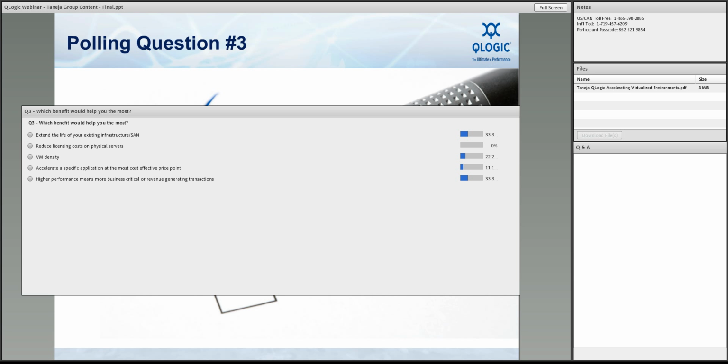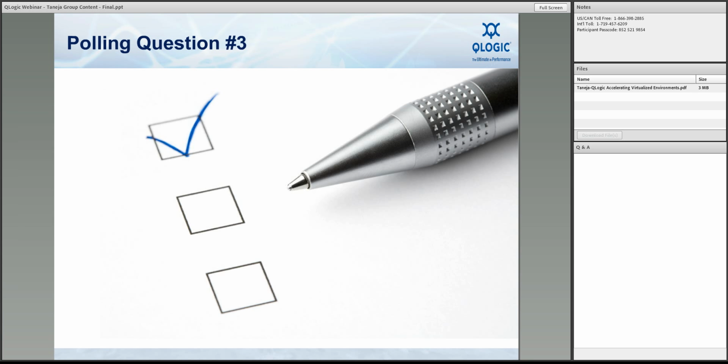Looks like we're pretty split. Okay, I'll go ahead and close this polling question. Looks like it was almost a tie. Almost a four-way. Yeah. Okay, I'm going to close this one down. Some interesting results there, Heather. Yeah.